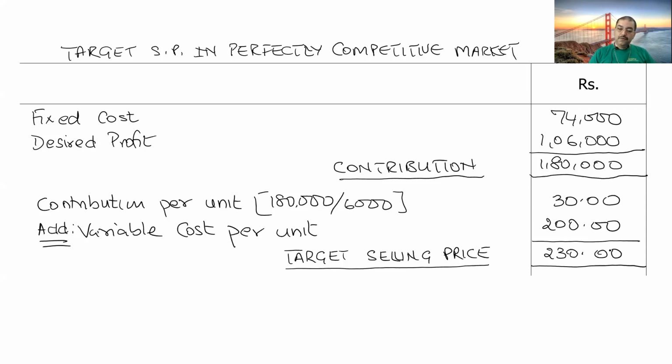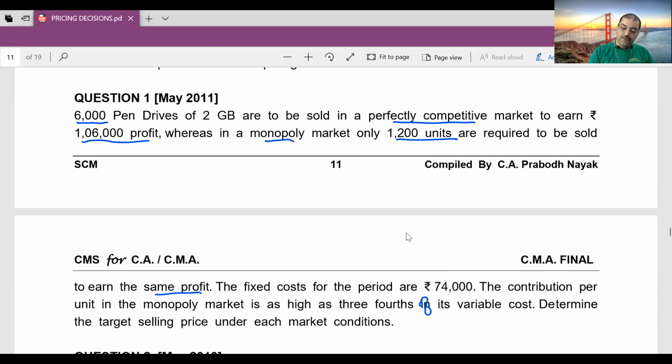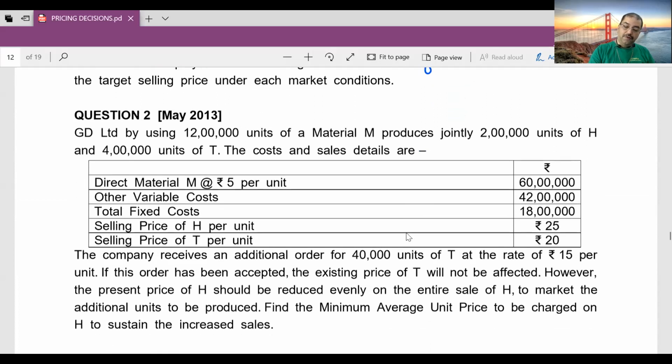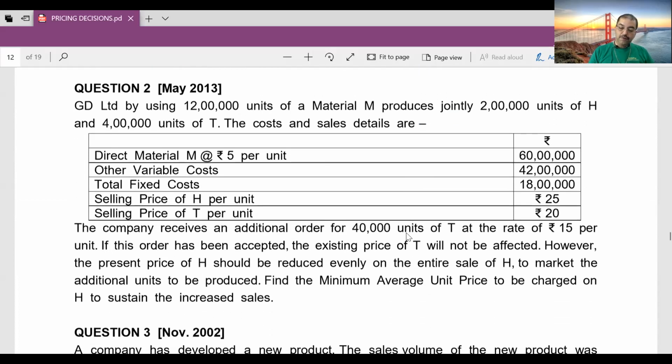Okay. So that was your first question. The topic is relatively simpler. There is nothing to worry. But since we have got this as a part of a decision-making question, we'll have to solve this. Question 2.